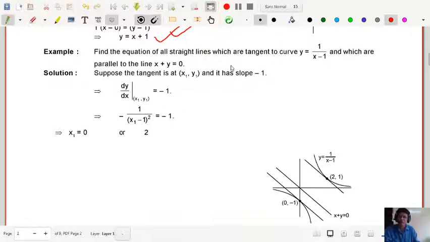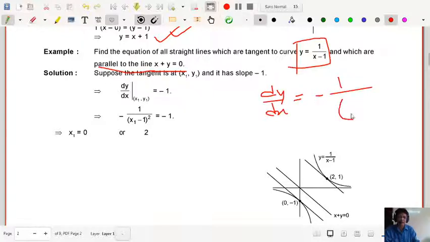Find the equation of all straight lines which are tangent to the curve y = 1/(x minus 1) and parallel to the given line. This is a new concept to you, parallel to the line. So let us first differentiate this. What is the differentiation of 1/(x minus 1)? That will be minus 1 by (x minus 1) whole square, that is the derivative.